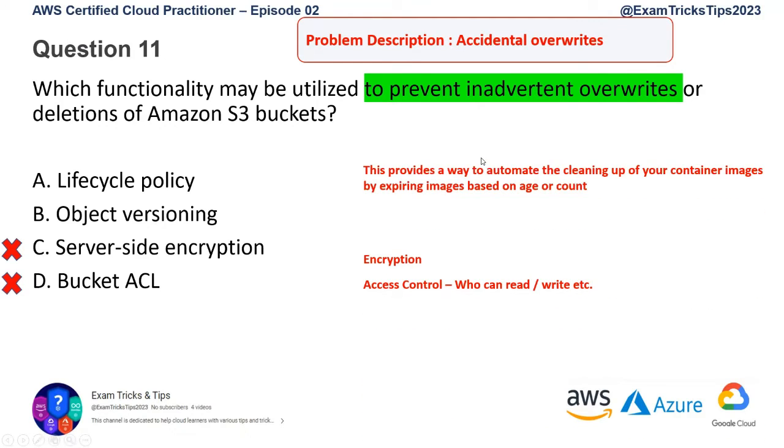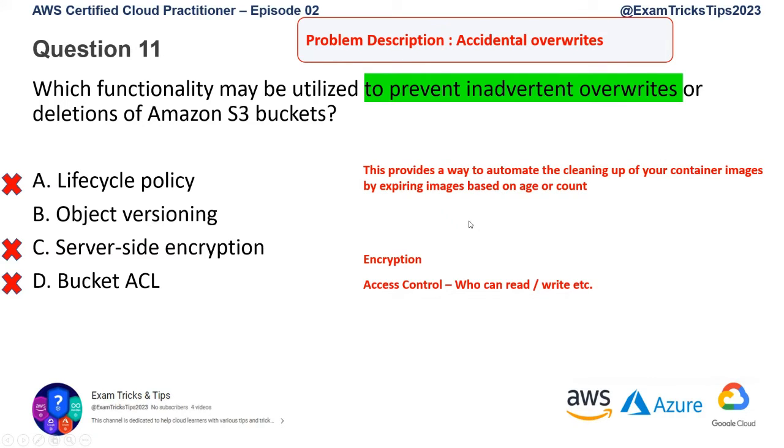Option A, lifecycle policy. What this does is it allows you to automatically clean up objects based on age. You can have a rule saying that anything older than 1 week should move to, say, archival storage, etc. But that's not for recovering anything that you have accidentally deleted.